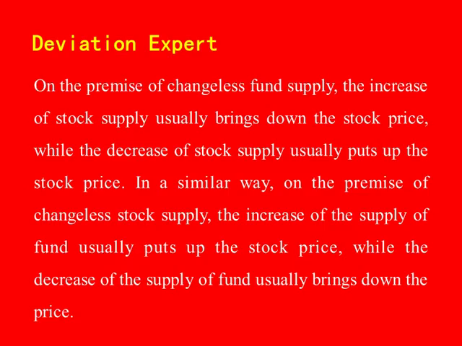so let's see the deviation expert. On the premise of changeless fund supply, the increase of stock supply usually brings down the stock price, while the decrease of stock supply usually puts up the stock price. In a similar way, on the premise of changeless stock supply, the increase of the supply of funds usually puts up the stock price, while the decrease of the supply of funds usually brings down the price. So this is the principle of the deviation expert. We just review it. It's okay.